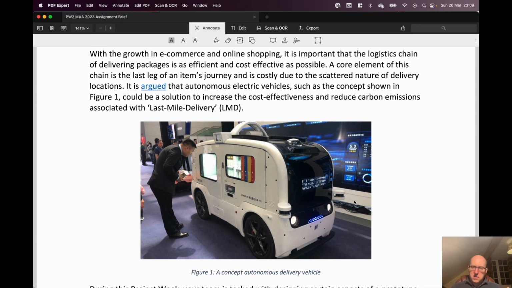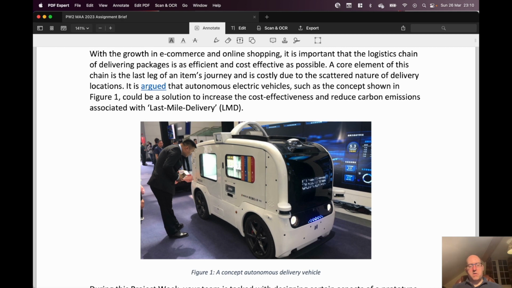And one of the focuses around this is the idea of the last mile that the delivery package goes through. It's called last mile delivery, the last leg of this chain. The idea is that packages get delivered between hubs, to large sorting centres, and then that last mile delivery often is one of the more costly parts due to the scattered nature of where things are going to be delivered.